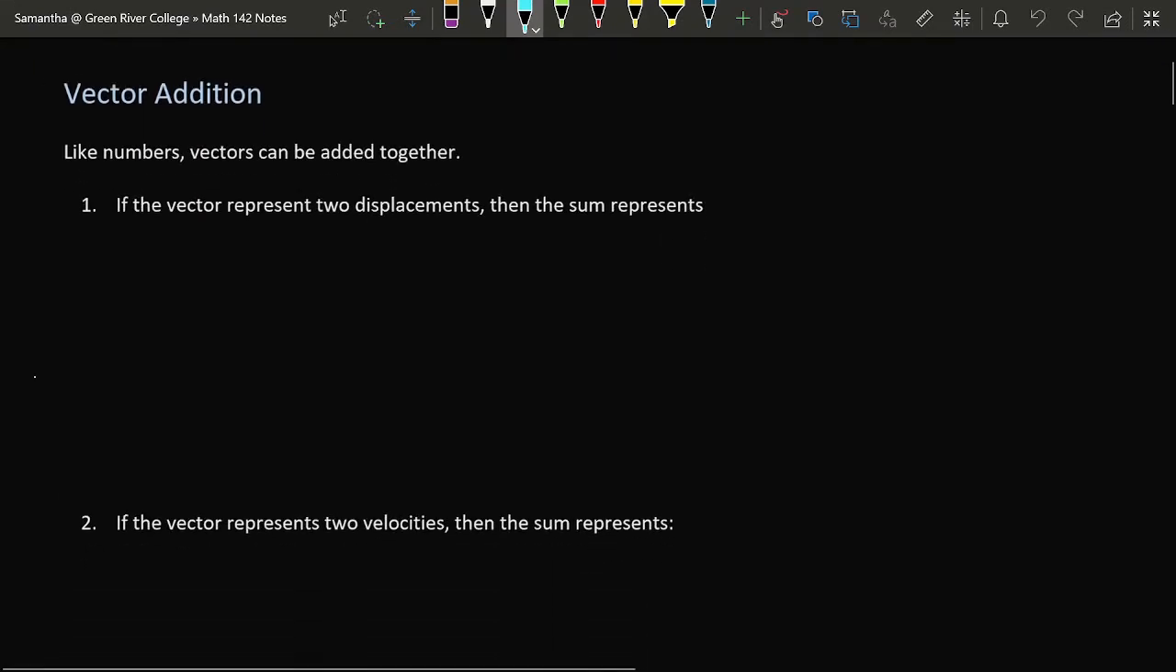Vector addition. Just like numbers, two vectors can be added together. Now, why would we want to add two vectors together? If the vectors that we're adding represent, for example, two displacements, then adding the two vectors is what would tell us where we would end up if we walked along these two vectors in sequence.